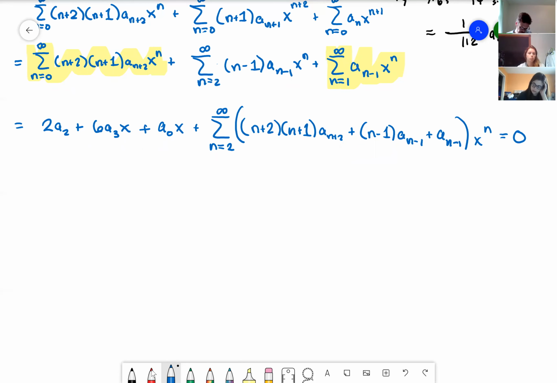What do I get from this? Well, for the x terms, I'm sorry, for the constant terms, I only have 2a2 is equal to 0. That's my n equals 0 term there. So this is the n equals 0 case. 2a2 is equal to 0. So what we get from this is just a2 is equal to 0.